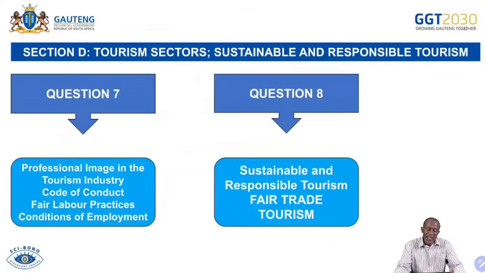As we move further, you have your section D, which refers to tourism sectors, sustainable and responsible tourism. That is your question 7 and question 8. Question 7 was not tested during the prelim examination. It's now in the final examination for the first time. Please make use of previous question papers, especially the national examination papers, not the prelim examination, because this one was not included in the prelim examination.